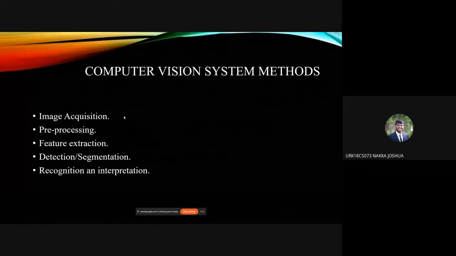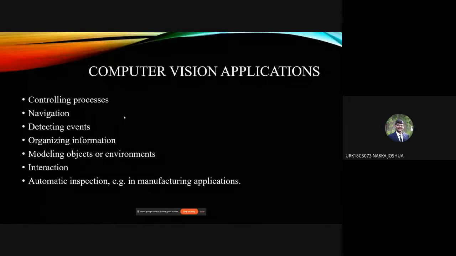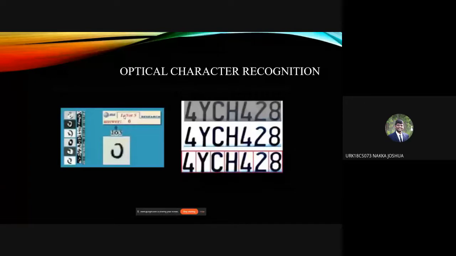Coming to the system methods: one is image acquisition, then pre-processing, feature extraction, then segmentation or detection. The other one is recognition and interpretation. The applications of computer vision are controlling processes, navigation, detecting events, organizing information, modeling objects or environments, interaction, and so on. Coming to real-life examples, that is optical character recognition.